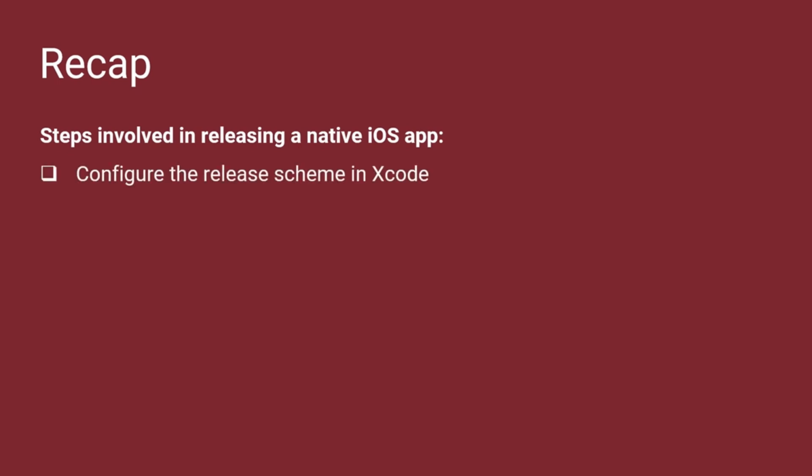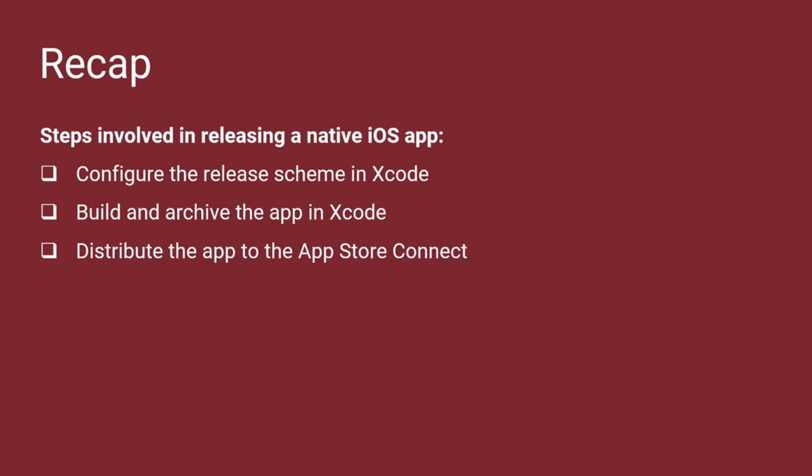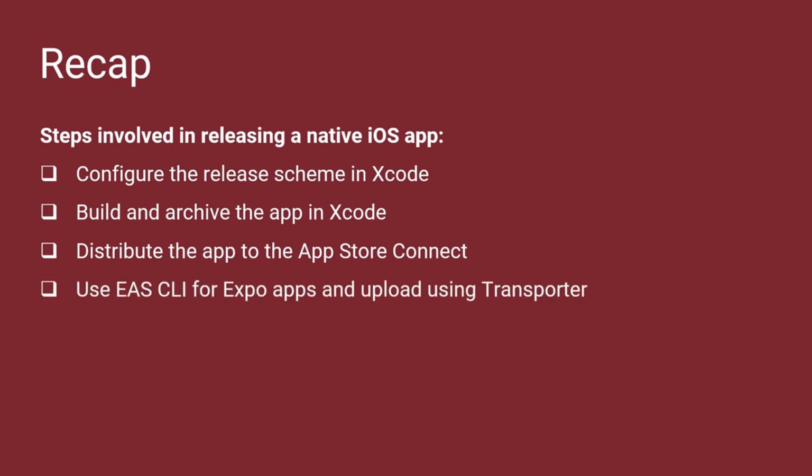In this video, you learned that the steps involved in releasing a native iOS app include configuring the release scheme in Xcode, building and archiving the app in Xcode, and distributing the app to App Store Connect. You also learned that EAS CLI is used to upload apps developed in Expo, using Transporter.